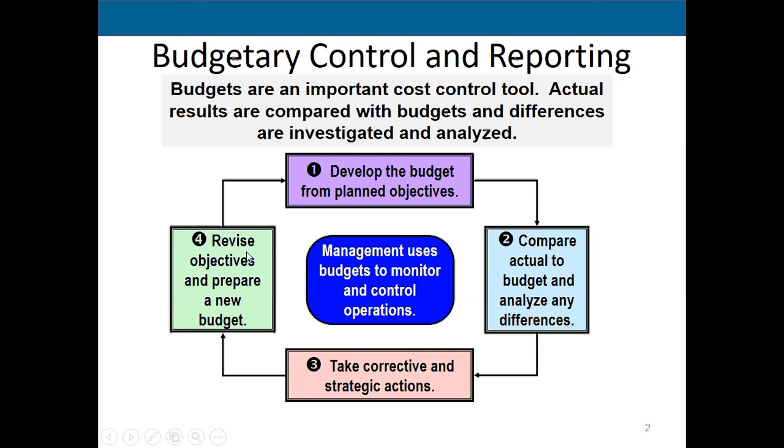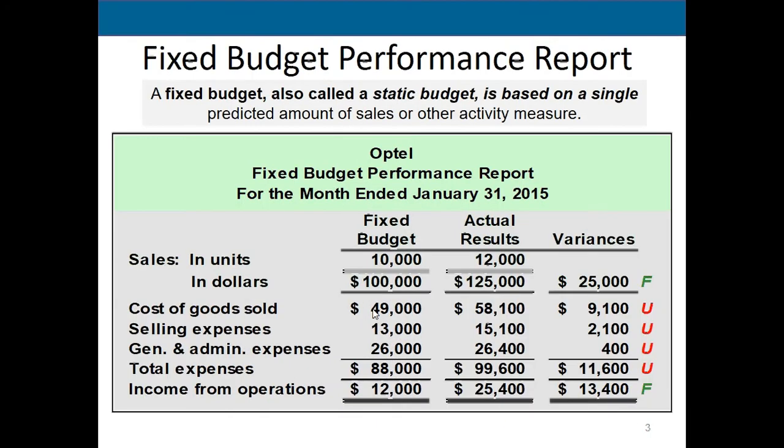And then you move over and you revise your objectives and prepare the new budget. And that's exactly what you would do. So you would revise that plan. And it just keeps going around in this circle. It makes this cycle. Management obviously uses budgets to monitor and control operations. We've talked about this. Managerial accounting is all about planning and control. So this is what you've learned about budgets already.